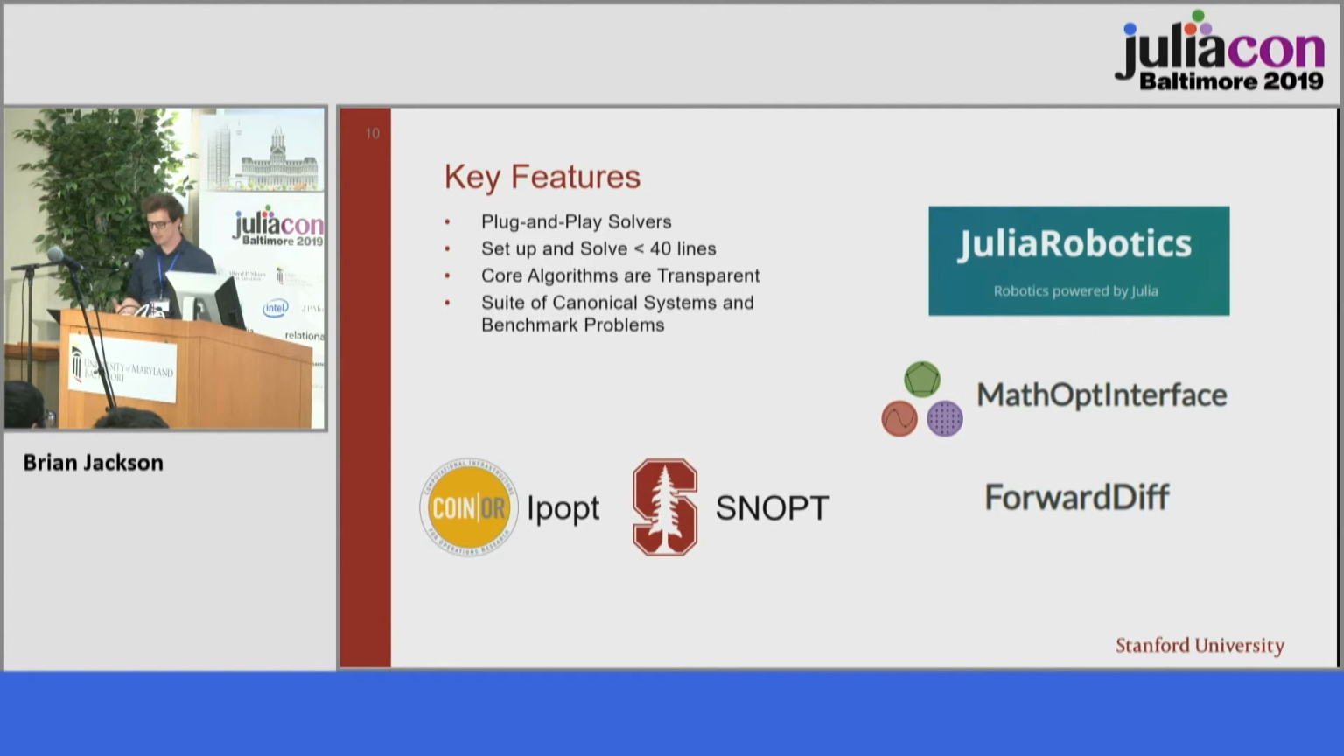So some of the key features of the solver: we work in a plug-and-play solver where you set up your problem and then you use any of the solvers that we have implemented to solve it. And then we also can theoretically set up and solve in about 40 lines of code-ish, so we make it easy at a high level to put these things together. We also try to make it so the core algorithms are transparent, and we also ship it with a suite of canonical problems and benchmark problems. We interface with a lot of the amazing work done by the Julia robotics community, along with interfaces to IPOpt and SNOPT and anything else that uses the MathOpt interface. And of course, we use ForwardDiff because it's amazing.